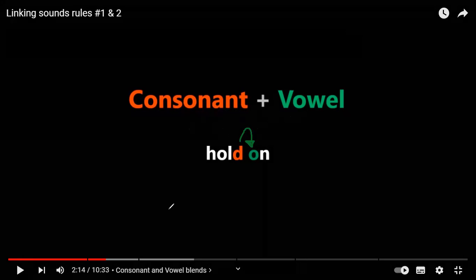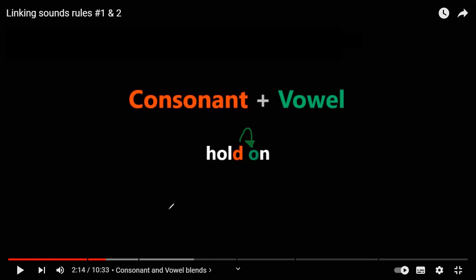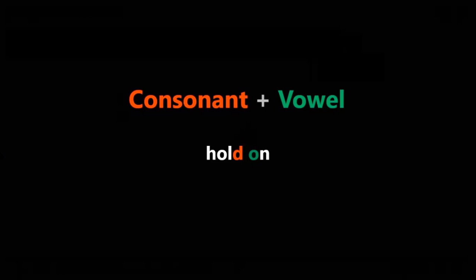Hold on, you see? You can give it a try if you want to keep your microphones off, or you can also turn them on. So hold on, hold on. Hold on. There you go, very good. You can see hold ends with the consonant sound D, and on starts with the vowel sound O. So the sound is blended, hold on. Please don't say it like hold on.